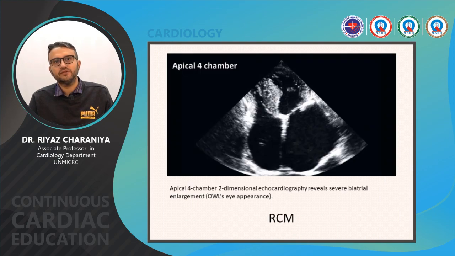One more finding which we will see in restrictive cardiomyopathy is in the apical 4-chamber view. Two-dimensional echocardiography reveals this characteristic biatrial enlargement, which is also seen like an owl appearance. And if you see something like this in a 2D echocardiography, it's more suggestive of RCMP.